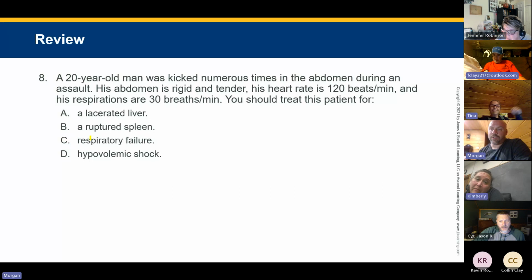What are you going to do for a ruptured spleen? Well, he's probably bleeding, and he could be bleeding from the spleen or the liver. So he's definitely in shock. We can all agree with that with his heart rate and his breathing. We don't know where he was kicked, just in his abdomen. Rigid and tender is kind of a clue for me. High heart rate, rigid abdomen, so you have to assume something's bleeding. So he's losing volume.